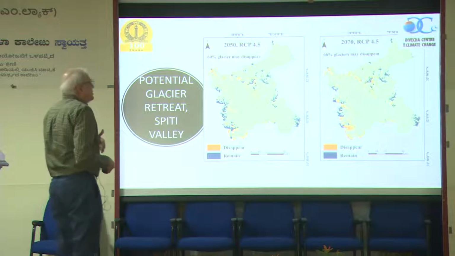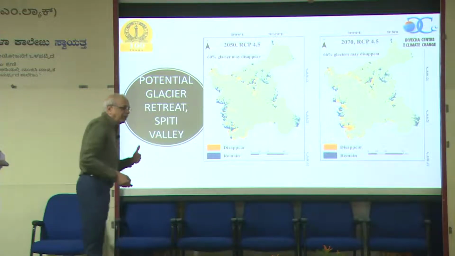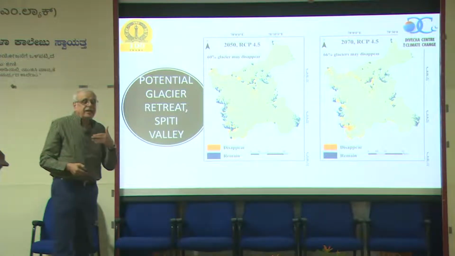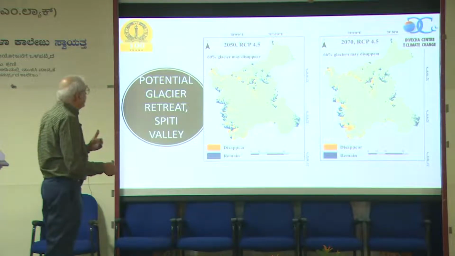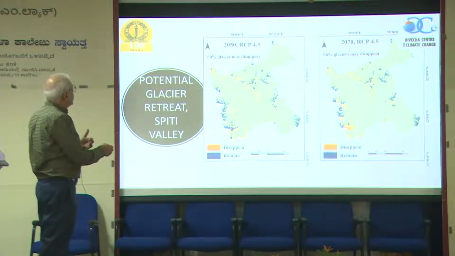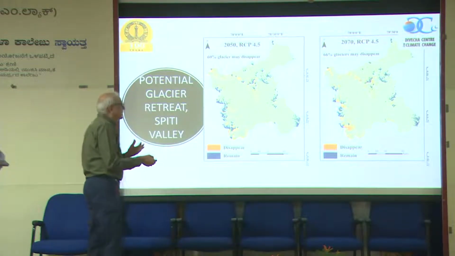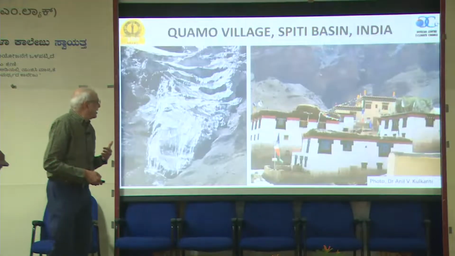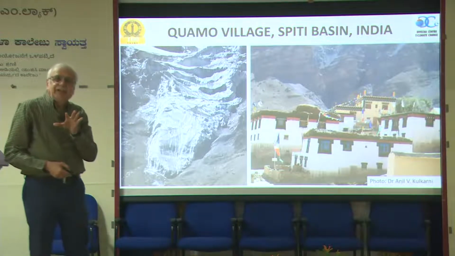So what will happen is, as it keeps on changing, as was shown earlier, how under RCP changes, temperature and precipitation are going to change, you can see here, in the Spiti Basin in Himachal Pradesh, that many glaciers will disappear. This is by 2050 and by 2070. What it means is a lot to the communities which are living in the mountains.